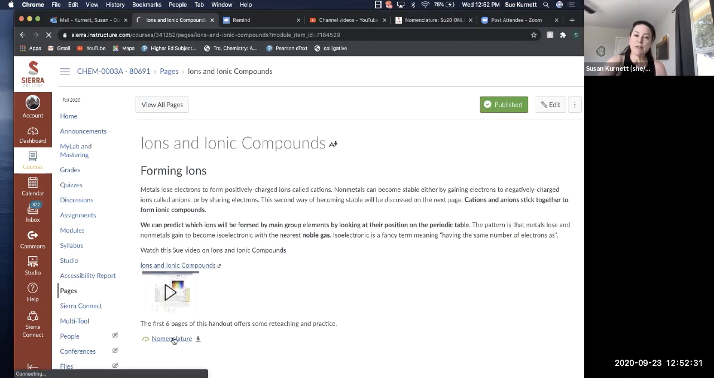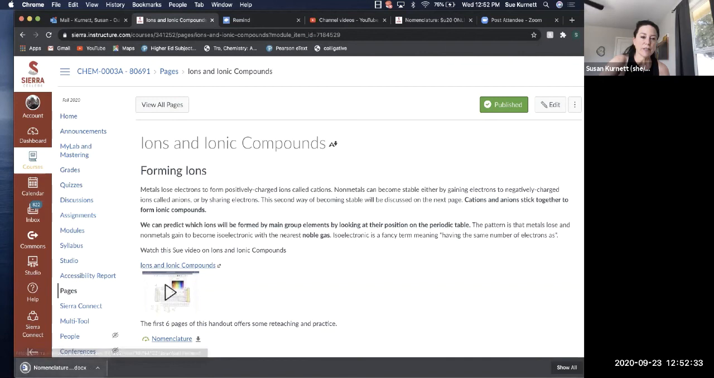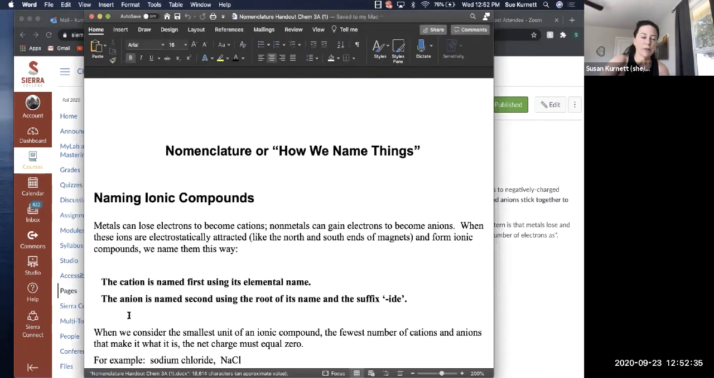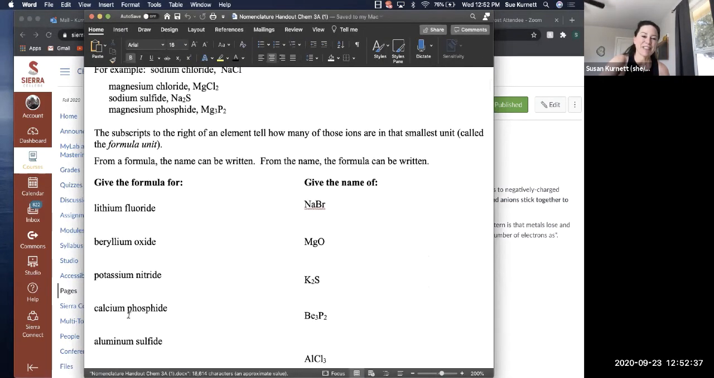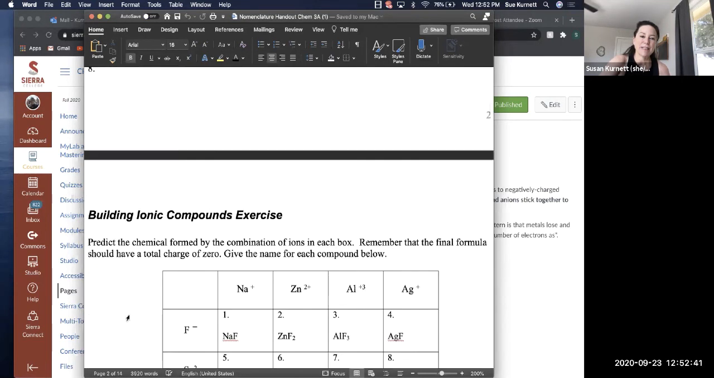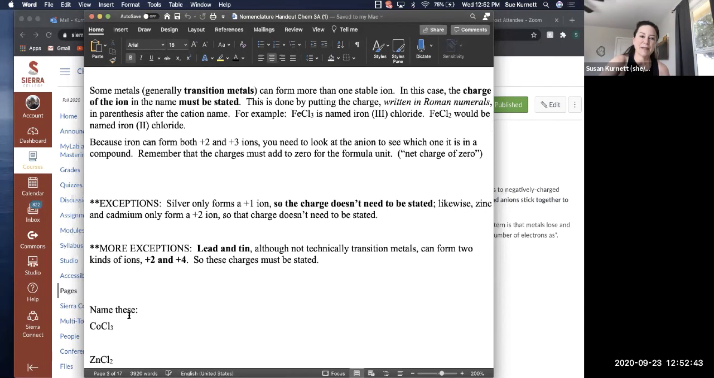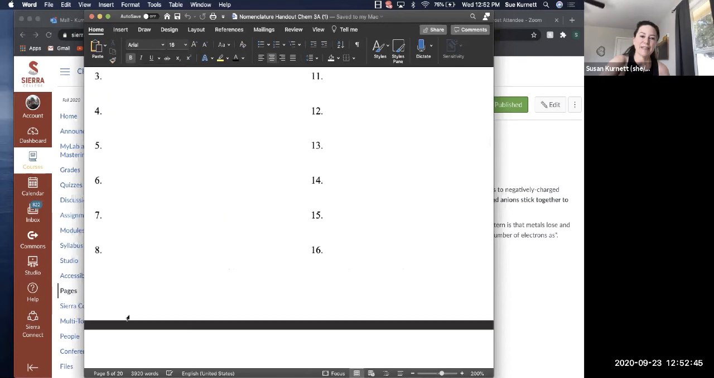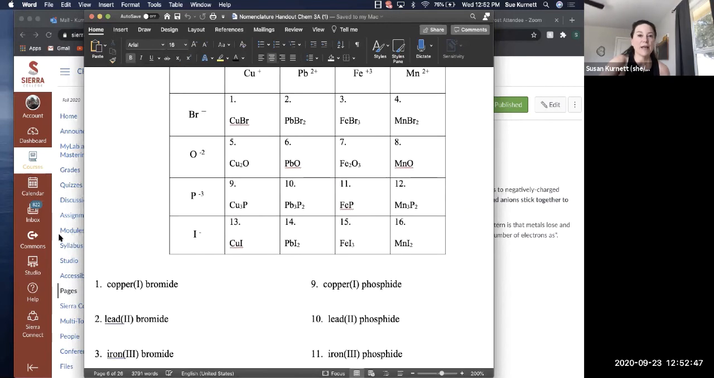Okay, so here I am, week 5, ions and ionic compounds. Here's a nomenclature packet. It's like 22 pages. Don't worry, that's 2 weeks worth of nomenclature. But the first 6 or 7 or 8 pages, there's a grid, there's a key. You need to do those. And I recommend that you don't do them all at one time, that you do a little bit every day.